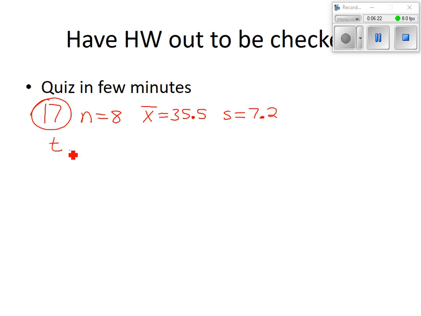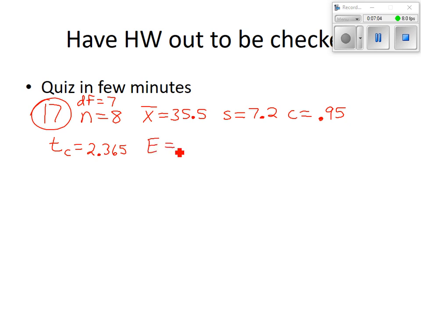First thing we want to find is tc. They told us c, didn't they? What did they say c was up in the directions? 95, is that right? Yeah. Find tc. Our degrees of freedom is what this time? 7. Somebody help me out, look up on the chart, 7 and 0.95. 2.365. Is that right? Yes, 2.365.